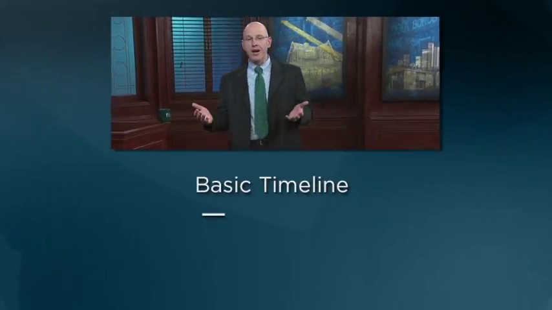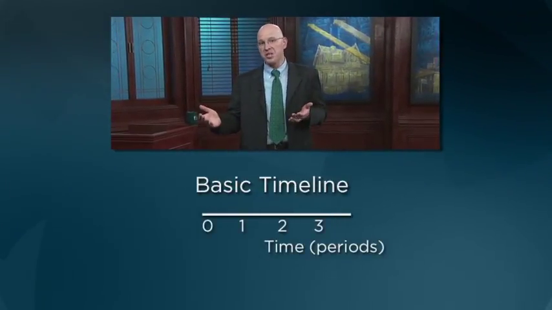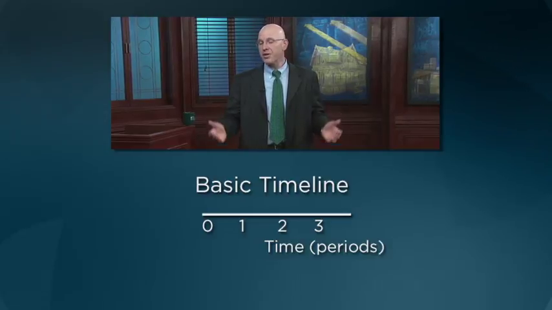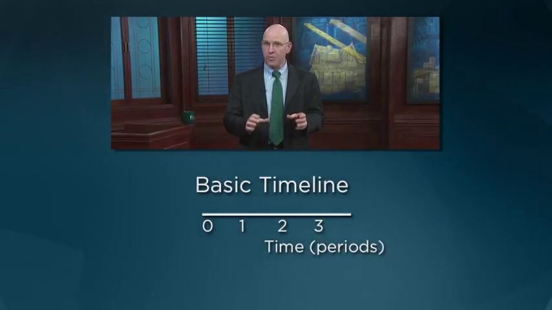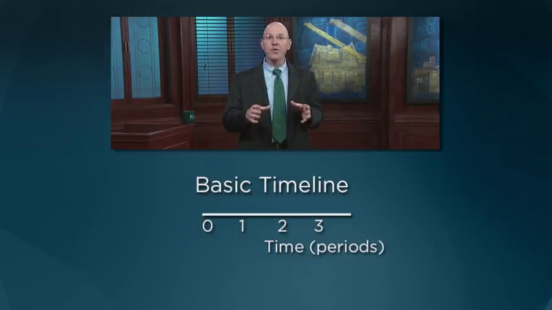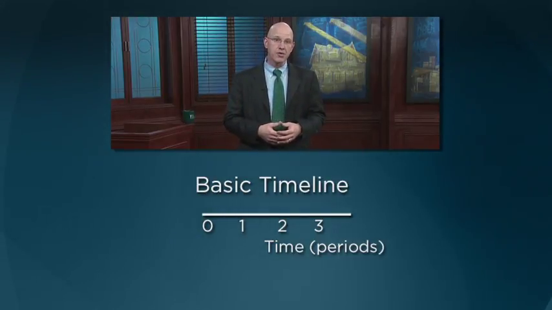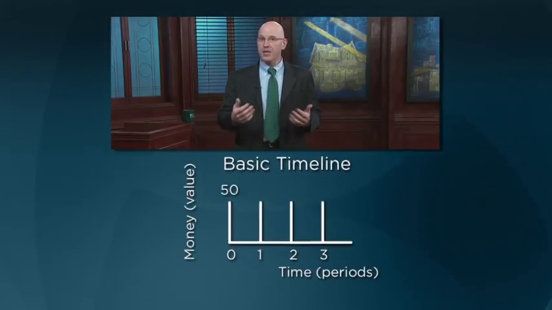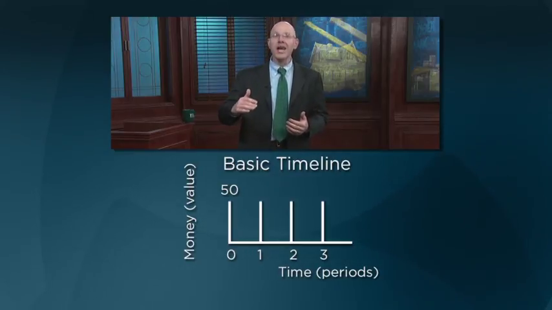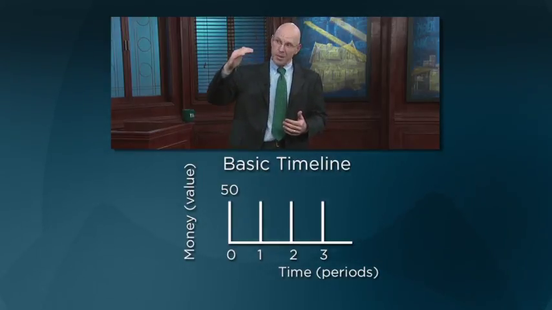What we do is draw a line, divided up into units of time: years, months, days, whatever time period you want to use. We usually start the timeline at time 0, which we think of as now, or the start of some investment project that we're considering. Time 1 is 1 period from now, time 2 is 2 periods from now, and so on. I usually number the periods below the timeline and write in the amount of money coming in or going out above the timeline.